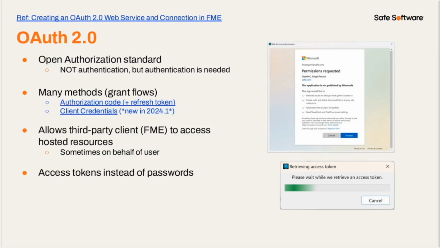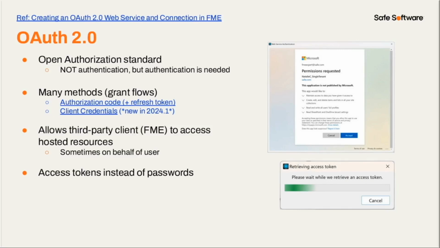OAuth 2.0 is not an authentication standard, where authentication is more concerned with verifying the identity of a user or a service. But a valid user session is required to complete some OAuth 2.0 flows or methods. You may need to provide a valid Microsoft username and password to authenticate FME's SharePoint web services. It just depends, again, on the web service that you're working with.